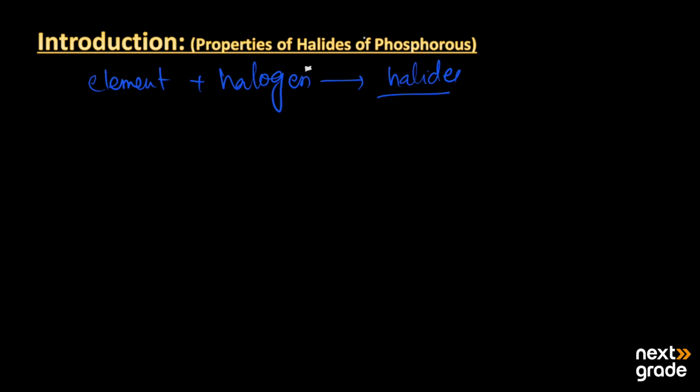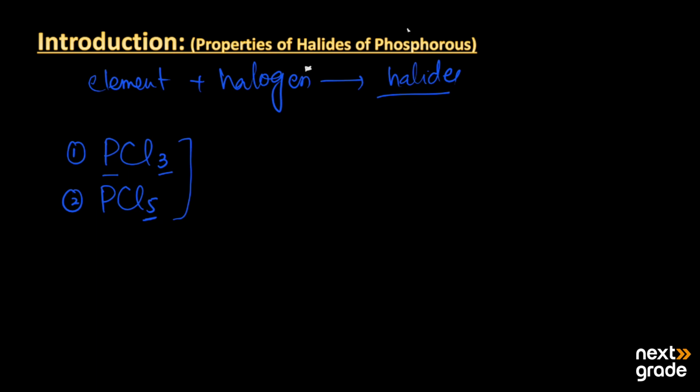Here we are going to talk about the halides of phosphorus, and phosphorus has two types of halides. Number one is PCl3, which is phosphorus trichloride, and the second is PCl5, which is phosphorus pentachloride. Trichloride and pentachloride mean three chlorine or halogen atoms are present with the phosphorus, and in the pentachloride, five chlorine atoms are present with the phosphorus, making up that halide.